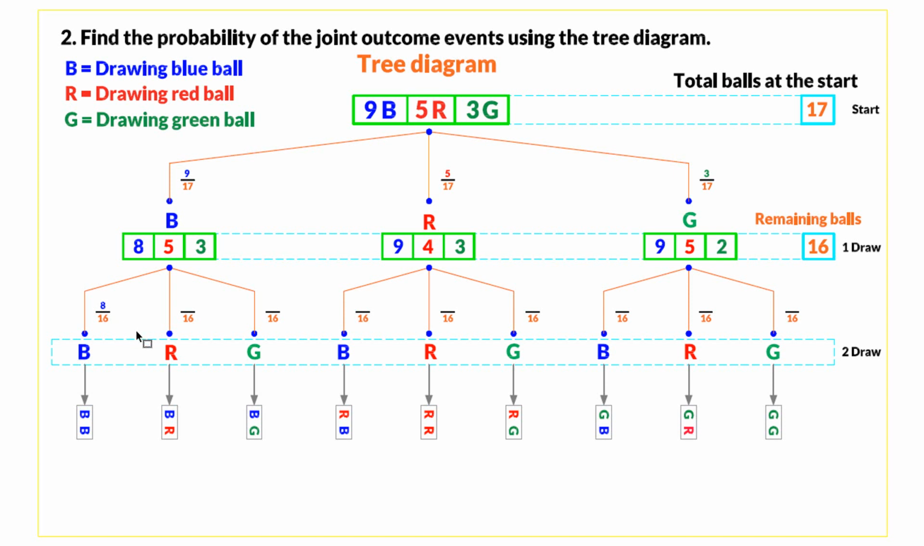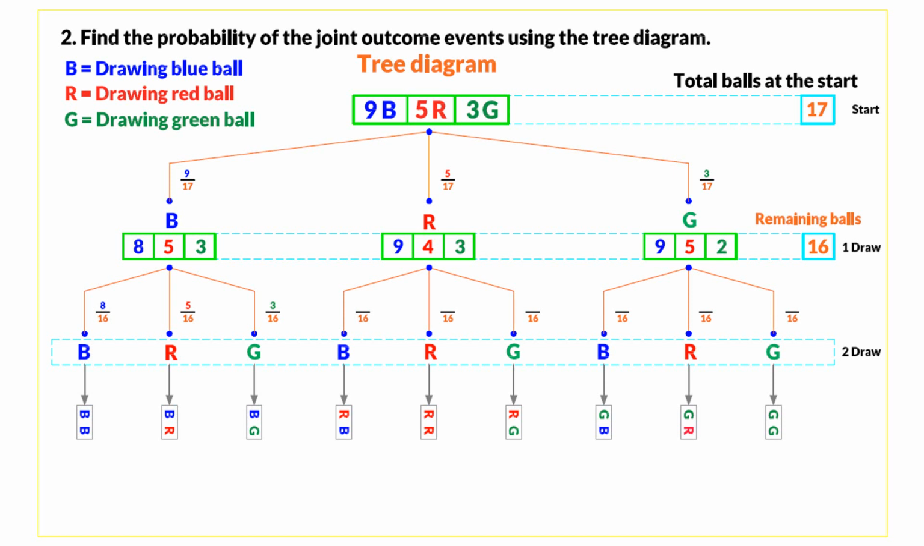And what is the probability of picking red after the first blue? We have 5 red available, so it is 5 over 16. And what is the probability of picking green after the first blue? We have 3 green available, favorable outcome, so it is 3 over 16.